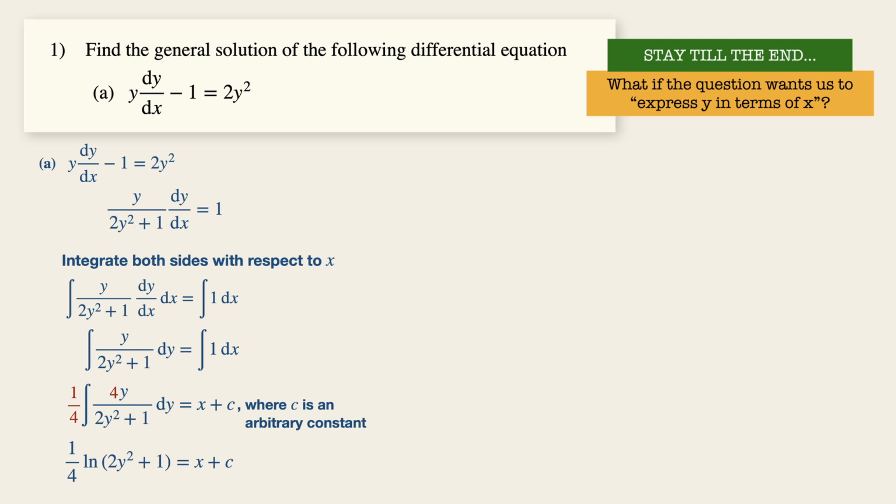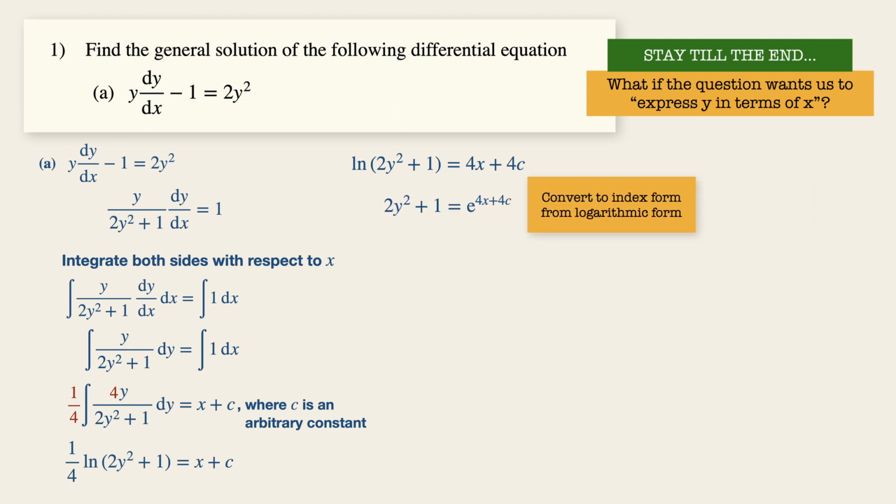Now just a bonus tip for you, if the question wants us to express y in terms of x, these additional steps are required. Now let's try to make y the subject. So we multiply 4 on both sides so that we can convert the expression into an index form, something like you see over here. Now y squared is thus equals to e to the power of 4x plus 4c minus 1 over 2. Now we can then rewrite this expression into y squared equals to e to the power 4x multiplied by e to the power 4c minus 1 over 2.